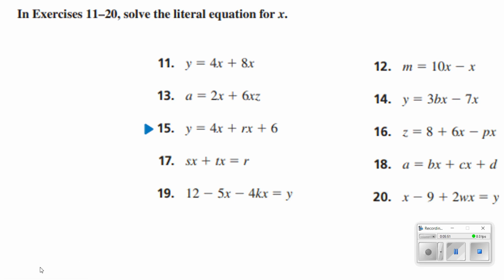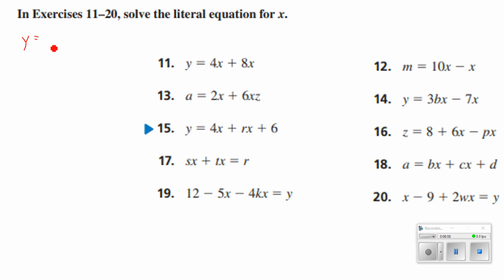All right, number 11. Let's work that one. Should be pretty easy. This time we're isolating x. We isolate x, we realize we have 4 plus 8 in front of it, so we can split this up and rewrite it.